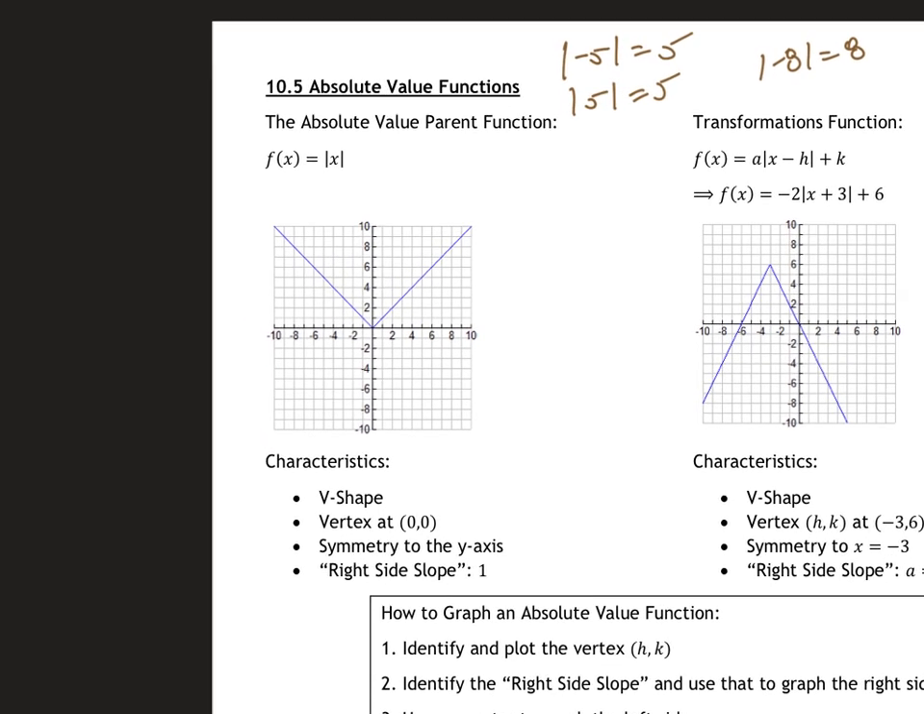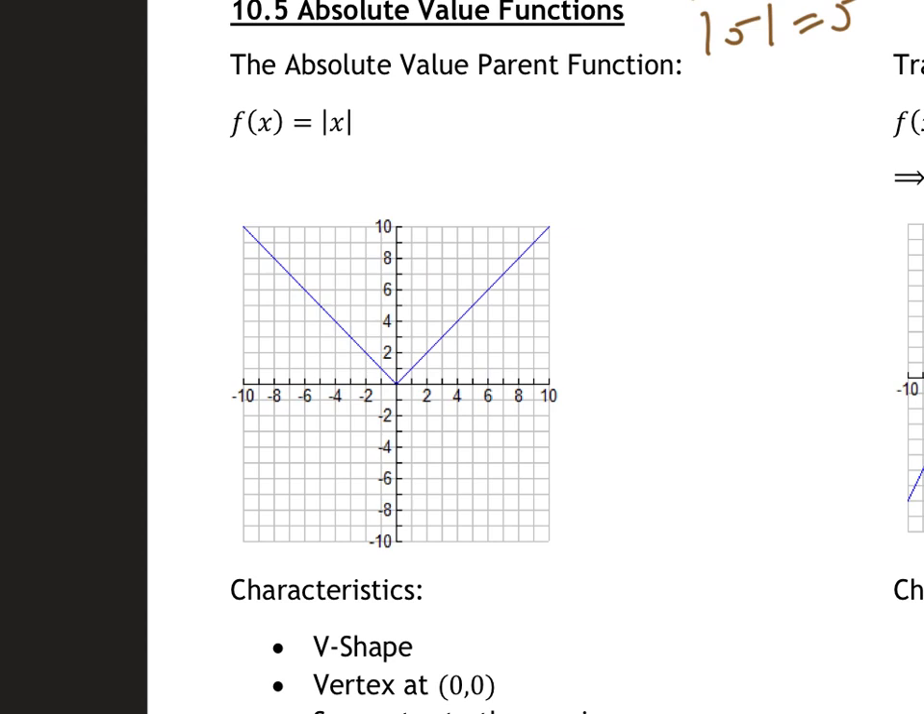So if you look at the parent function here, (0, 0), (1, 1), which is also the same as -1 is 1. (2, 2), (-2, 2), the absolute value of -2 is 2. So you get that over and over again. x equals 0 is your axis of symmetry. And your slope here is 1. So here your slope is 1, here your slope is -1.